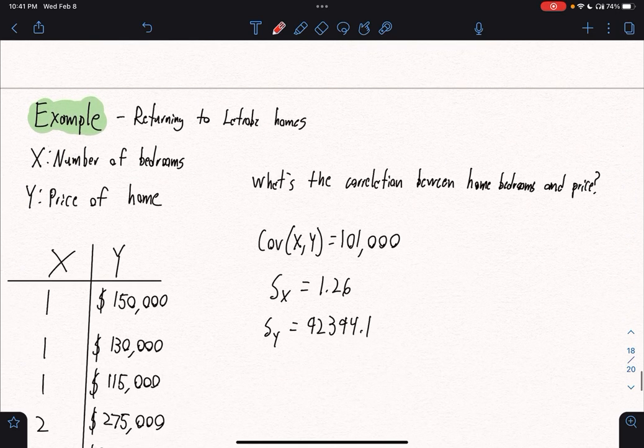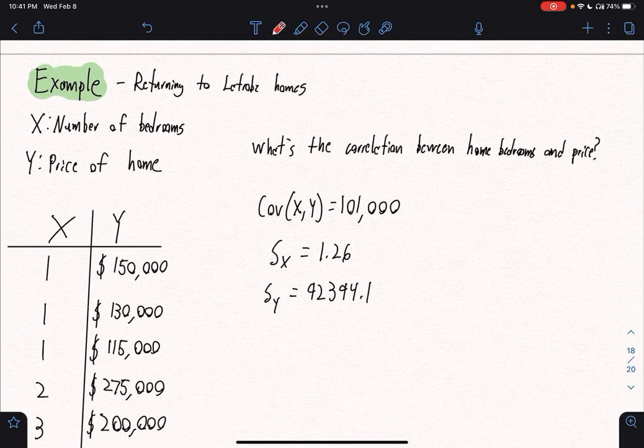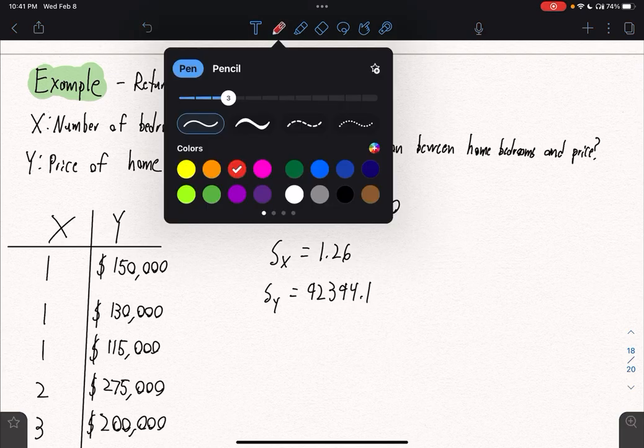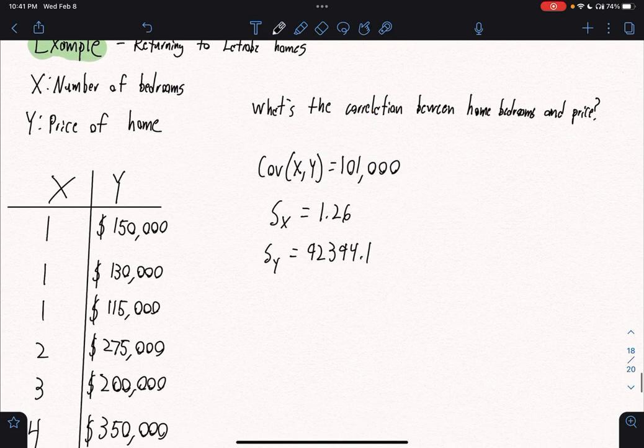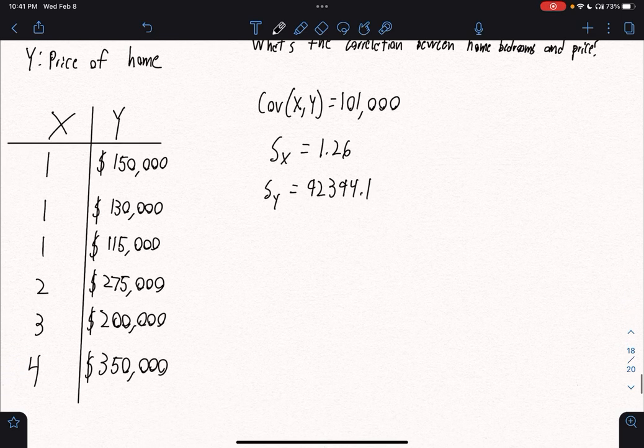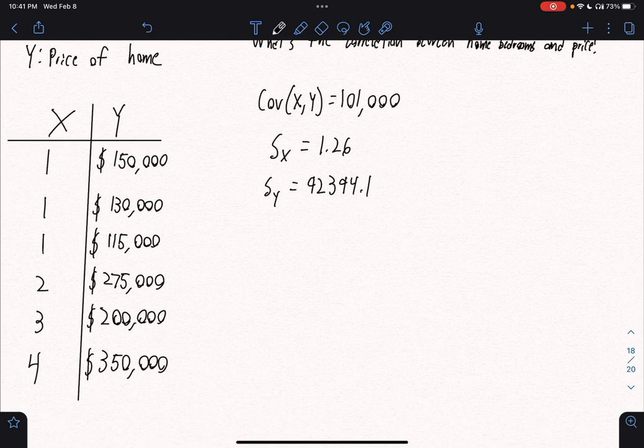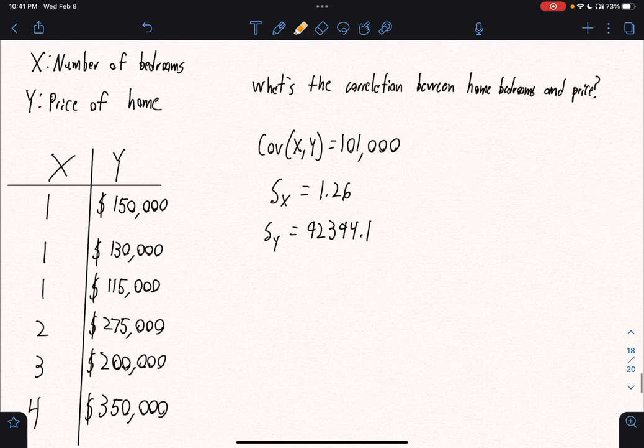Okay, now let's just do one quick example. So we already introduced this. This was the Latrobe home. So X is the number of bedrooms, Y is the price of the home. So we've got our X and our Y values over here. And I went ahead and calculated the covariance in Excel. Like I said, we're not going to do this by hand. This will just be an Excel exercise. So I calculated the covariance.